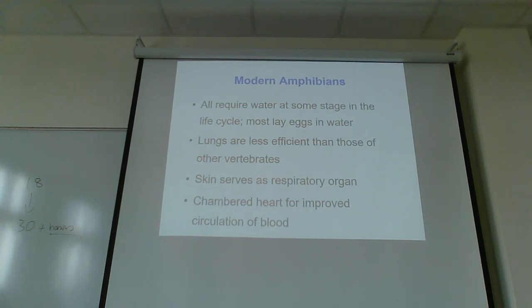Okay, to summarize, modern amphibians all require water at some stage in their life cycle, so they have this dual life. So mostly, the caveat is reproduction. Lungs are not as efficient as in other vertebrates, so we'll see they come later. They're not really terrestrial, 100%. In fact, the skin serves as a respiratory organ as well. And they have an improved heart compared to fish, and we'll see in a minute the evolution of the heart in amphibians.